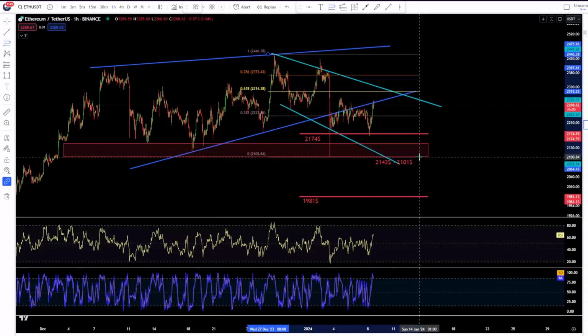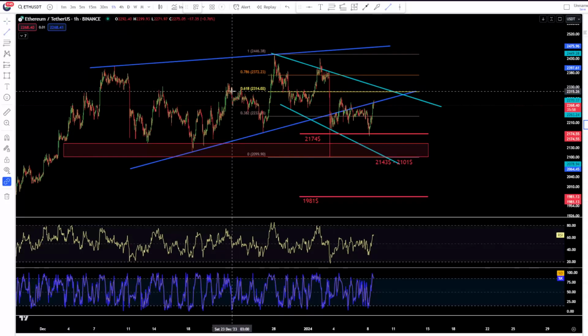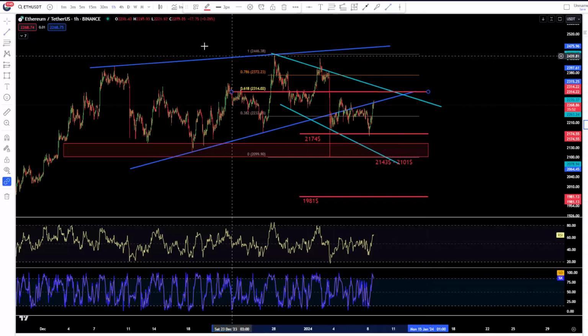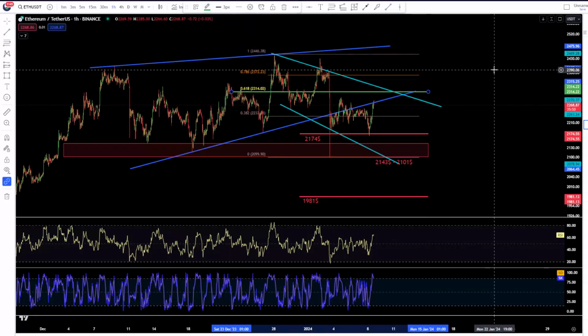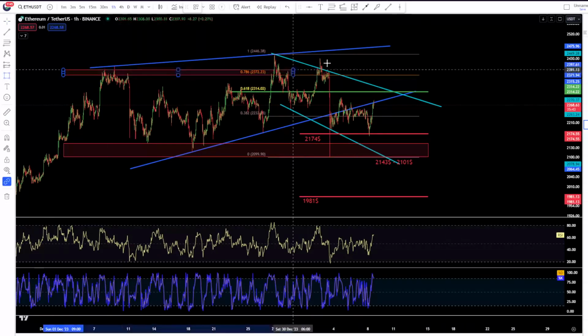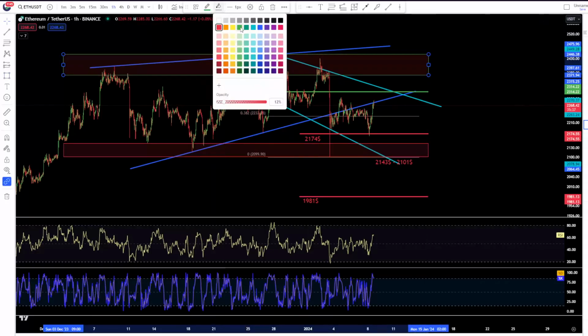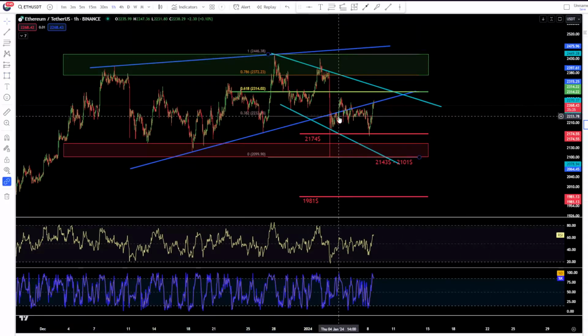Looking the other way, we can similarly mark places where the price should encounter resistance on the way up. And here we have the first very strong resistance at the price of $2,314, which is at the so-called golden point of 0.618 fib. And then there is a very strong resistance zone from $2,371 to $2,446.